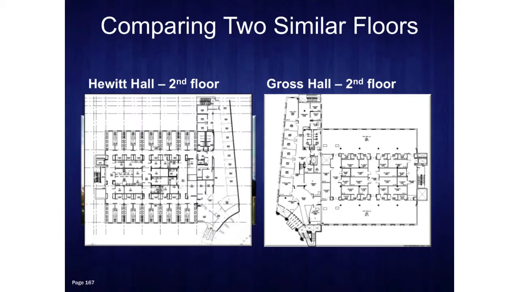Comparing two similar floors, Hewitt Hall and Gross Hall, we heard Wendell talk earlier about how quickly we had to build that stem cell building when the money became available. What we took was a successful lab building on our campus, which was Hewitt Hall. We flipped the floor plan and added a floor.